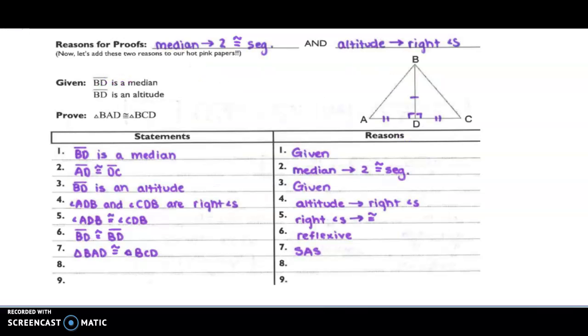And just a couple of proofs here. I believe this is on your proof sheet. If there's a median, then there are two congruent segments. And if there's an altitude, then it creates two right angles. So take a look at this. These are all statements and reasonings that we've gone through. And so hopefully that'll be helpful.